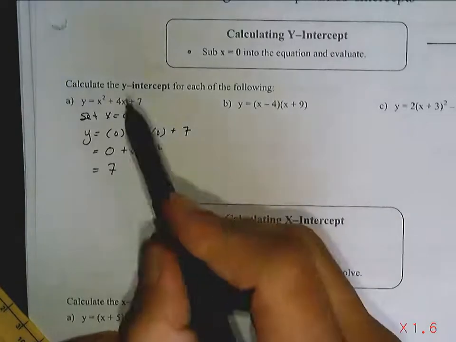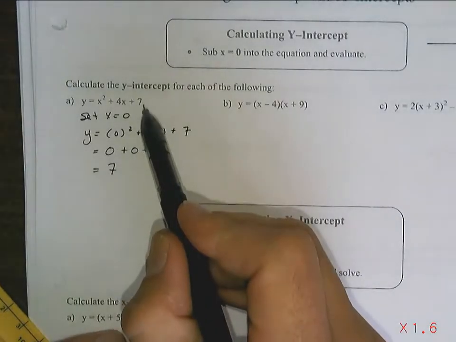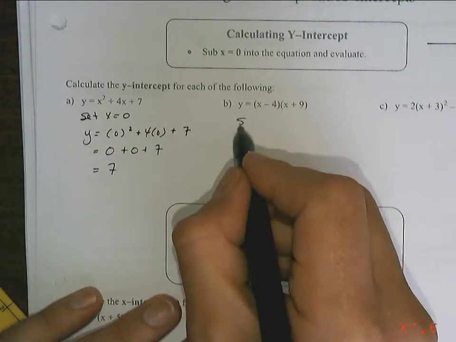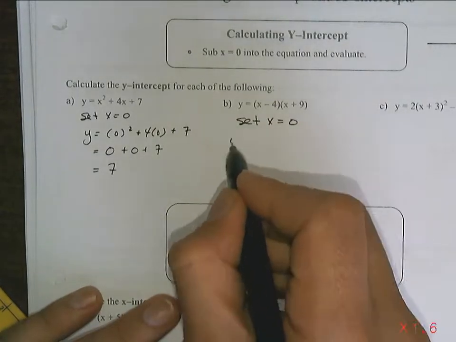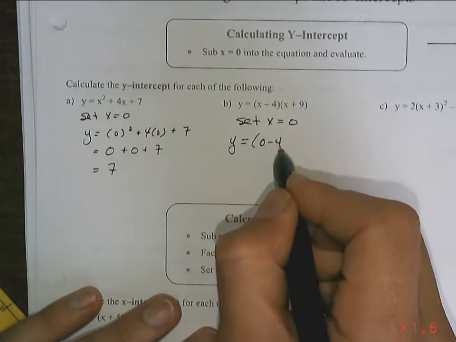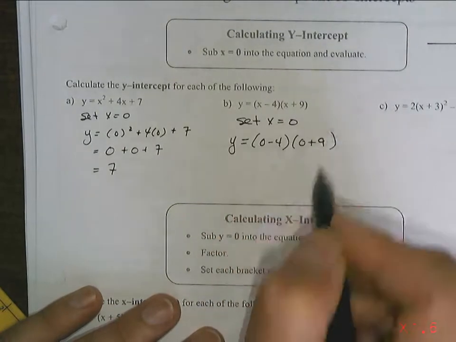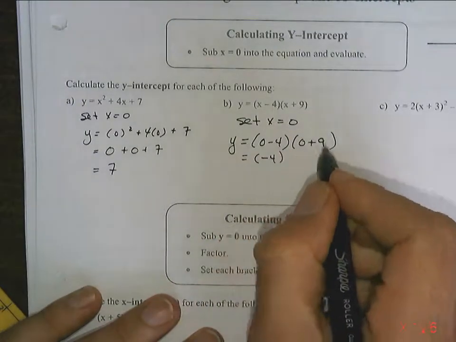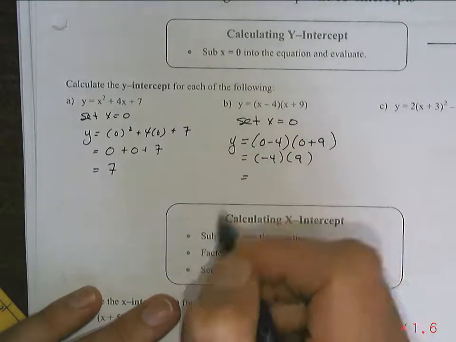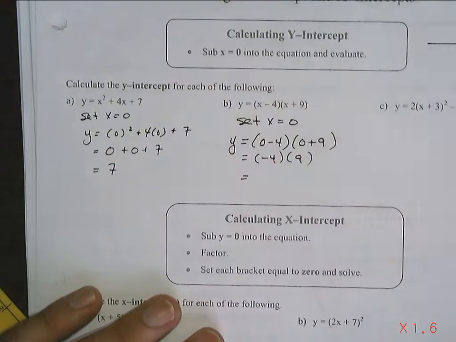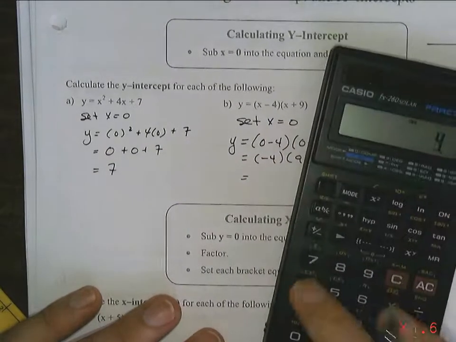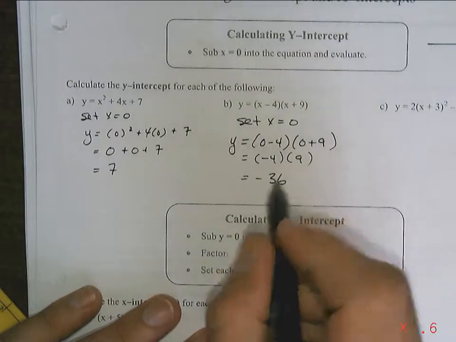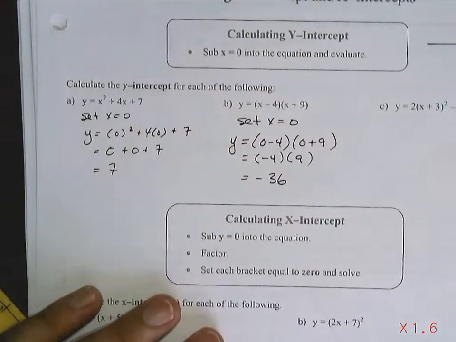The next one. So that was standard form. This is going to be factored form. Set x equals 0. y equals 0 minus 4, 0 plus 9. 0 minus 4 is negative 4. 0 plus 9 is 9. 4 times 9 is 36. The answer is negative 36 because there's a negative, so negative times positive.